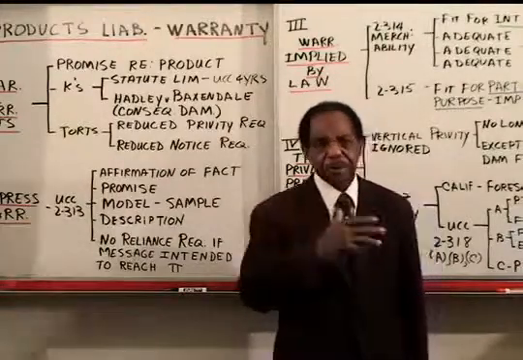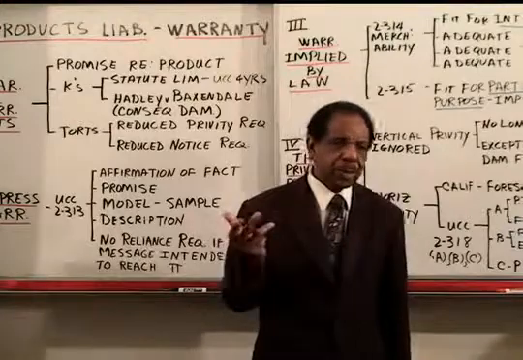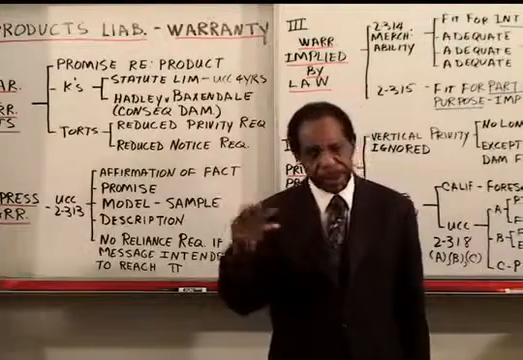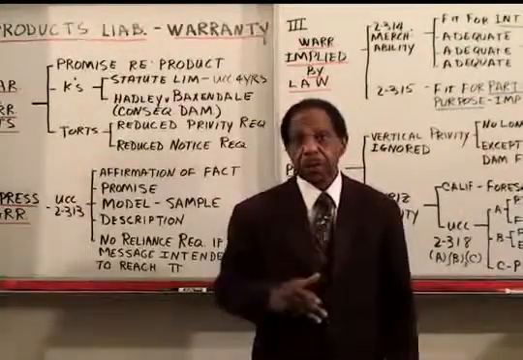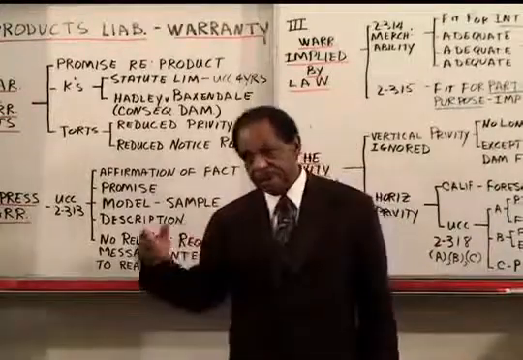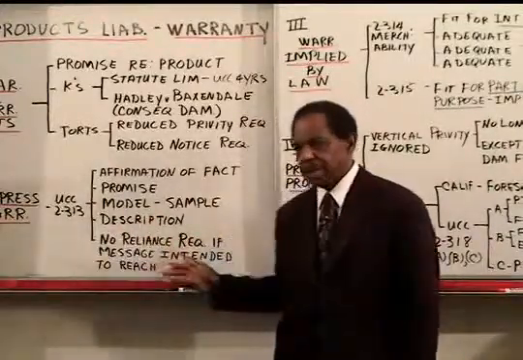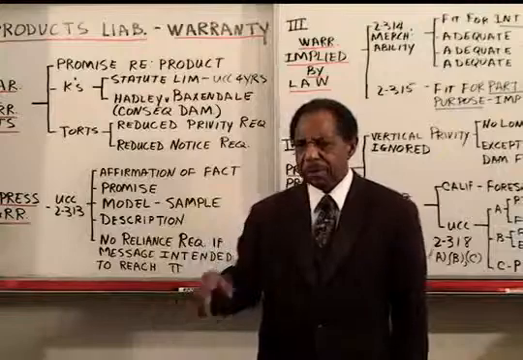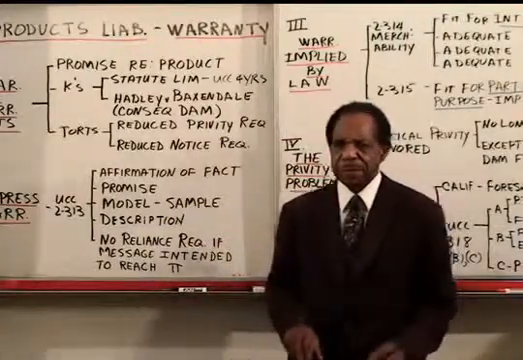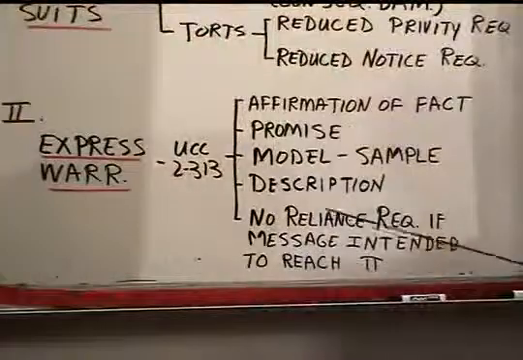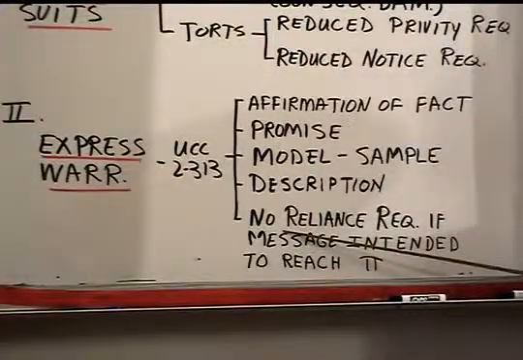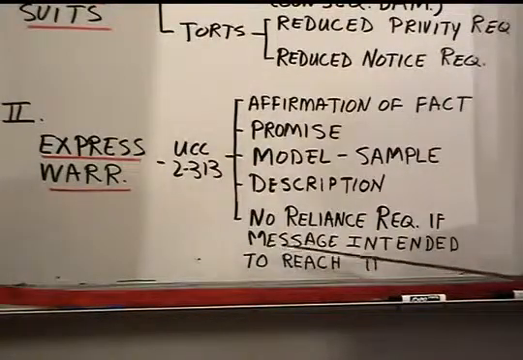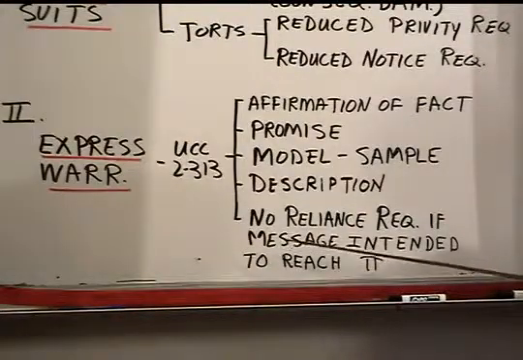And if so, it's expected to reach me, and the message, whether it actually reaches me or not, if it was intended to reach me, that's a promise to me. And by law, that promise can also be made to whoever else the law says is included in this promise: my family or guests, people who are affected by the product, whatever the code says, 2-318. We'll talk about that in just a minute. So you don't have to have reliance on the express promise, just the intent that the promise should reach you and whoever else the law says is included at 2-318.